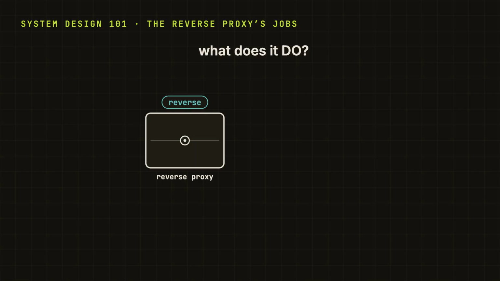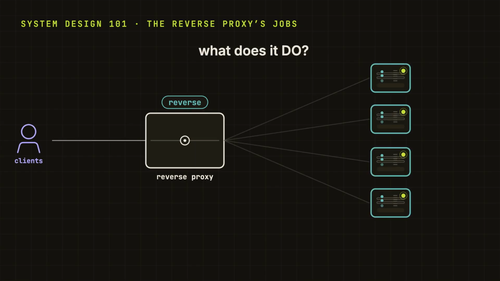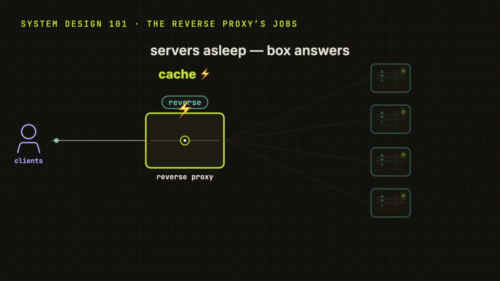Okay, so what does a reverse proxy actually do, sitting there in front of the servers? A whole bunch of useful jobs, all gathered in one place. It can route: send anything under slash API to these servers, images to those. It can cache: keep a copy of common responses and answer instantly without even waking the servers.